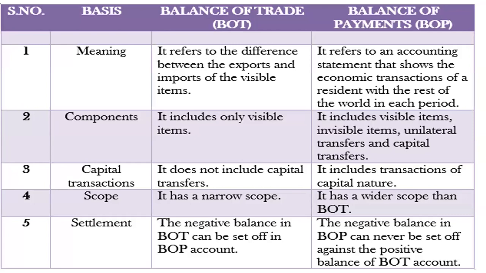Now let's understand this chart, which will give you a clear understanding of what is balance of trade and what is balance of payment. Balance of trade: the balance of trade refers to the difference between the exports and imports of the visible items. In the last slide, we discussed that balance of trade will cover only the visible items.